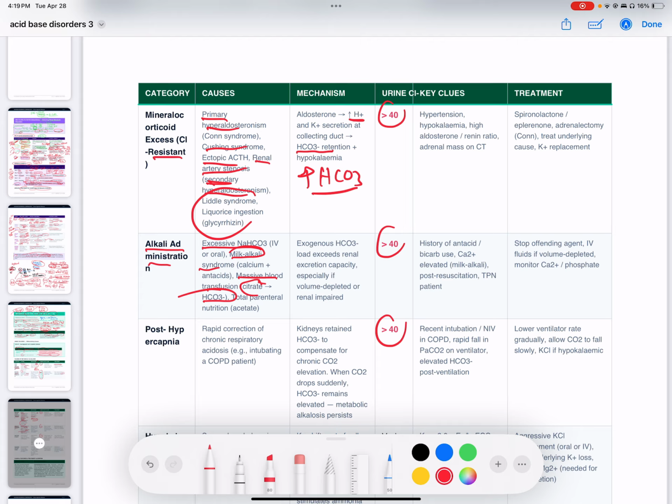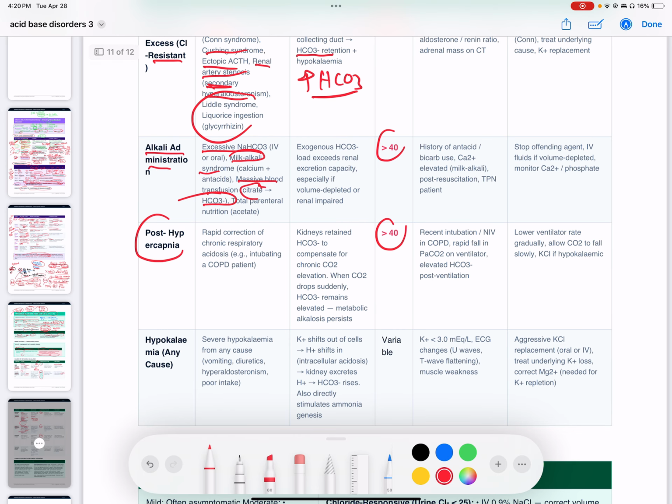So there is no importance or need to give chloride. Again, post hypercapnia, which we talked about. So if you have respiratory acidosis that's chronic, like COPD, you have increased CO2 chronically. With the compensation to that, you increase the bicarb.